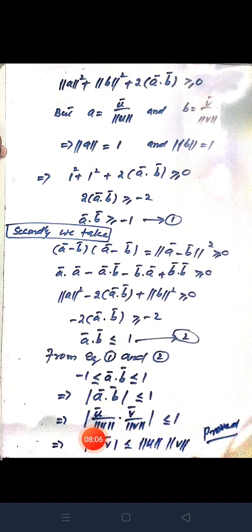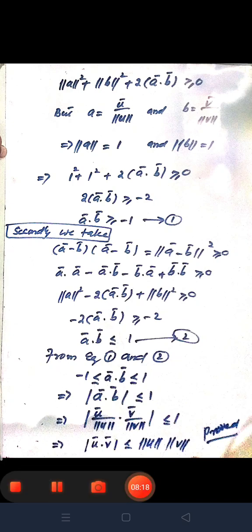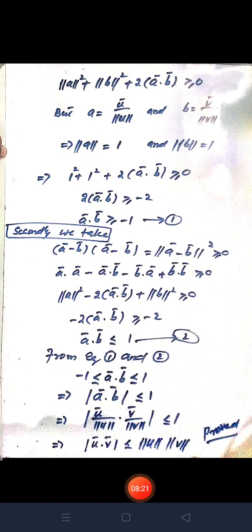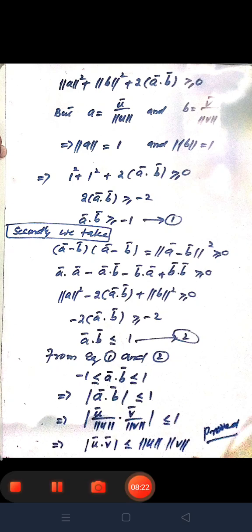Now norm of a square, norm of b square, but we know that a is a unit vector. This is the definition of a unit vector. This shows that norm of a must be equal to 1. b is also a unit vector. This implies that norm of b is also 1. Therefore, 1 square plus 1 square plus 2 a dot b is greater than or equal to 0. Putting values and taking to the other side, minus 2, and dividing by 2 on both sides, we get our equation number 1.